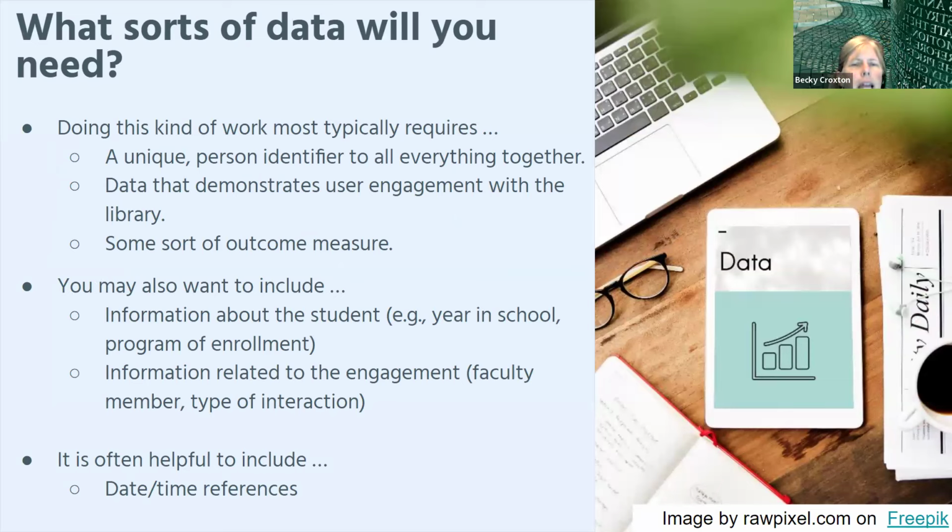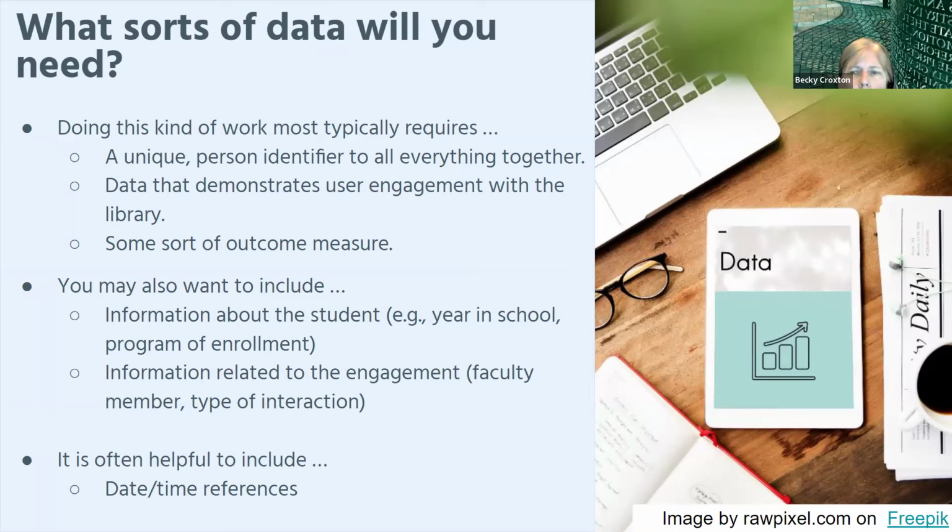So you can frame this in a lot of different ways, but you'll generally need a unique person identifier to link information about the student or the patron, what they did or how they engaged with you, to some sort of outcome measure like retention, graduation, etc. Most generally, you'll also want to know some additional information about the students, like did they enter the university as a freshman or a transfer student?